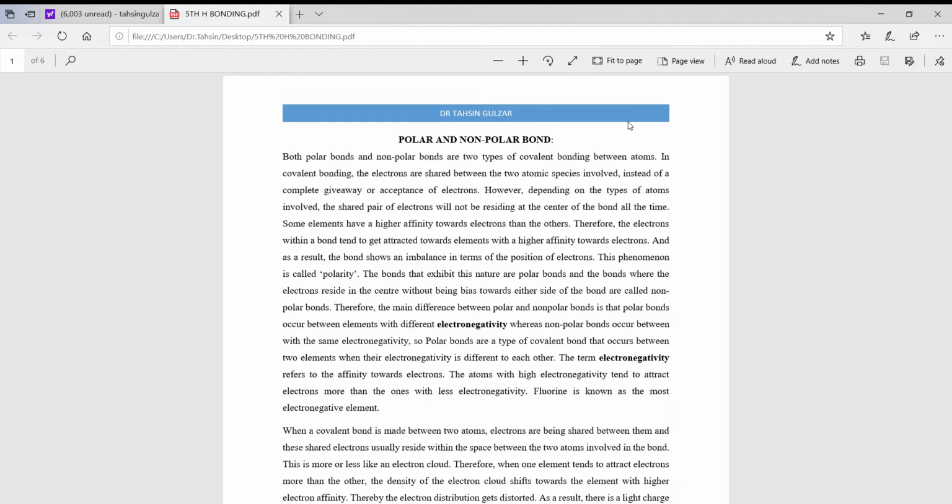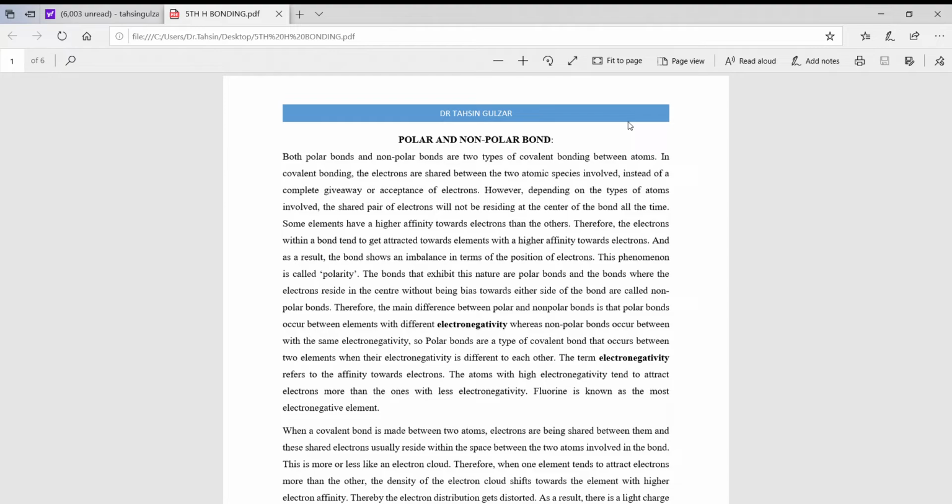Polar compounds, I told you before that due to these poles, partially positive and partially negative, H positive and Cl negative, these two dipoles are formed, and these types of compounds have a property called dipole moment, discussed earlier.